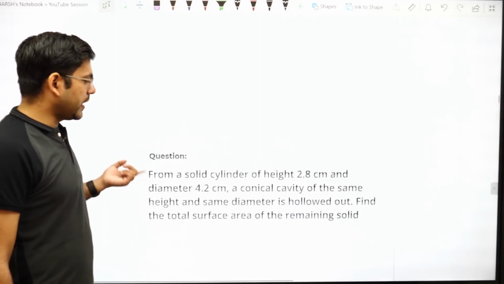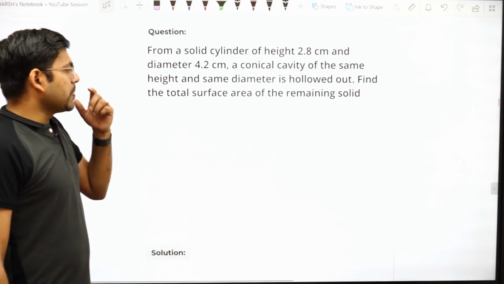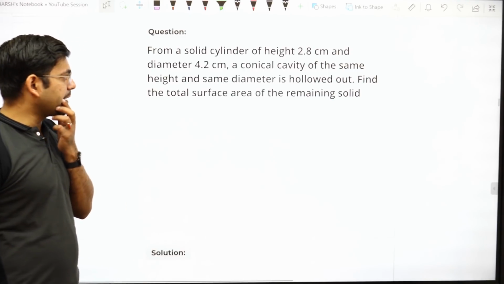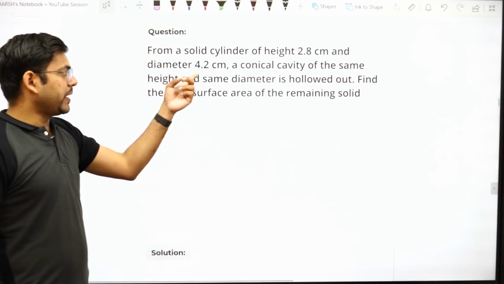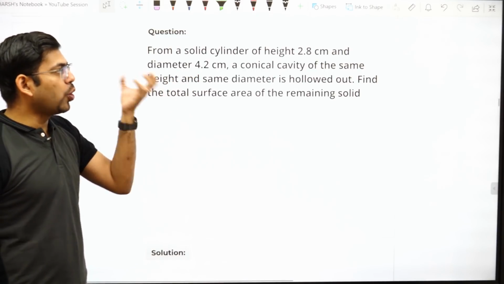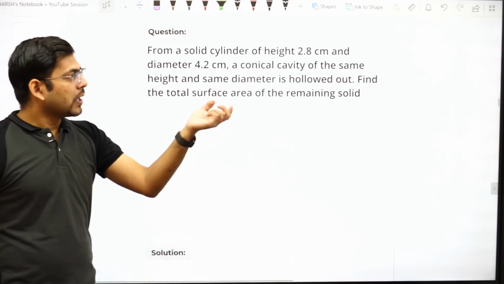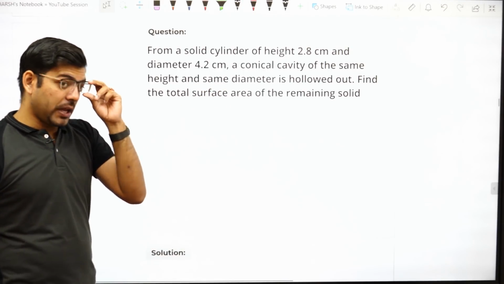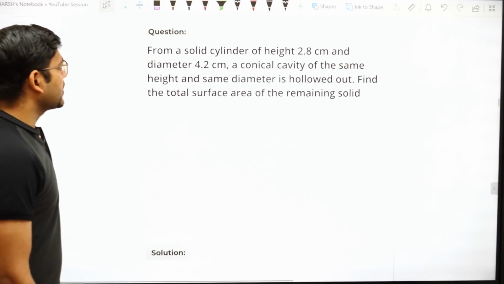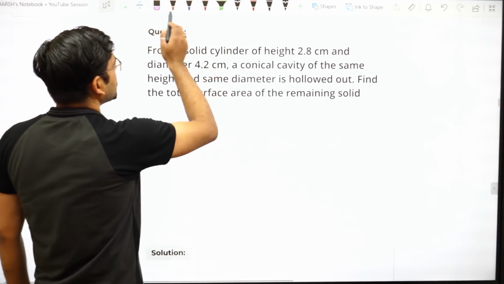The next question goes like this. From a solid cylinder of height 2.8 centimeter, cylinder's height is given, and diameter 4.2 centimeter. Mind it, this is diameter. A conical cavity of the same height and same diameter is hollowed out, means it is cut out. Find the total surface area of the remaining solid. Total surface area, that is very important. Okay, let us see how this question would be solved.